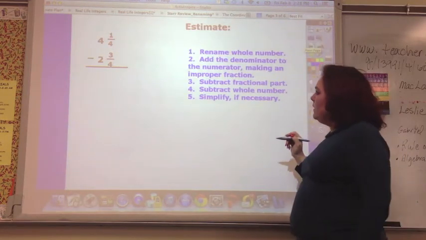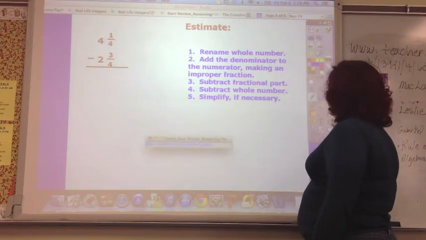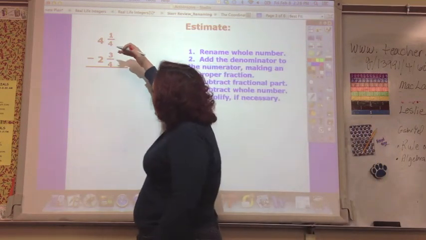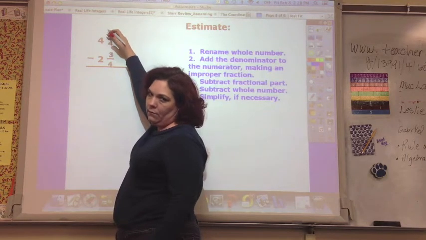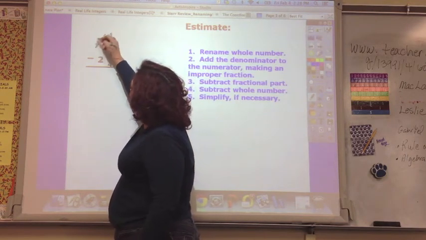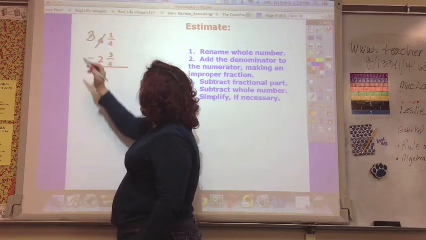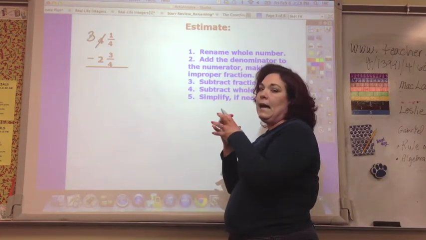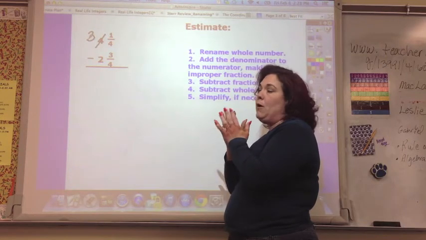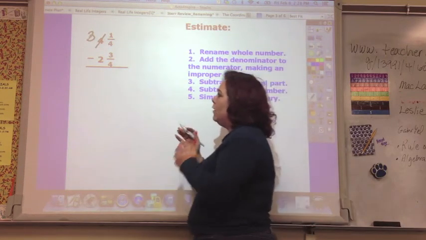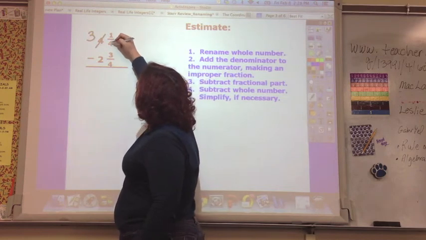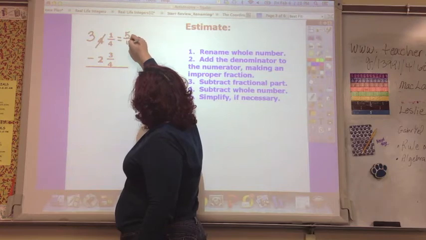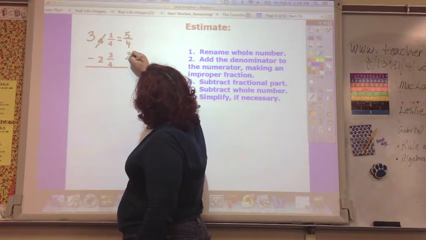So this one, I look at this and I go, I can't take 3 from 1. So I have to borrow, the 4 becomes a 3. Then watch what I have to do. I have to add that one that I borrowed into 1/4. But the way I have to do that is to go 4 plus 1 equals 5/4. And then minus 3/4.